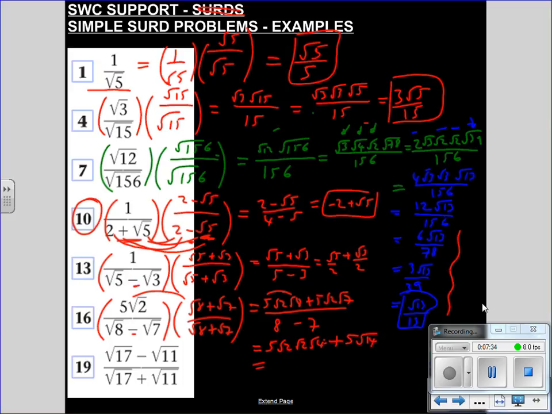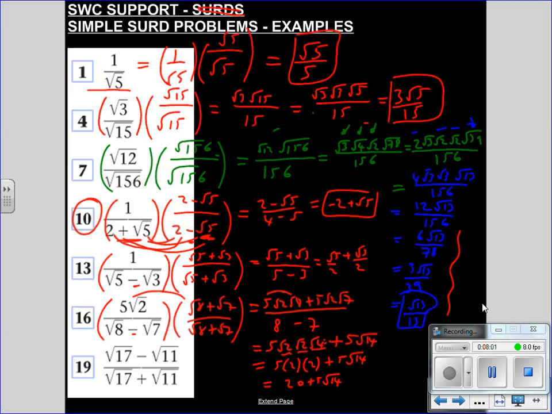Okay, root 2 times root 2, that's 2. Root 4 is obviously 2. Plus 5 root 14. So we get 5 times 4 is 20. Plus 5 root. Oops. Why have I written 15 there? That should be root 14 and 5 root 14. Okay, and we're done.